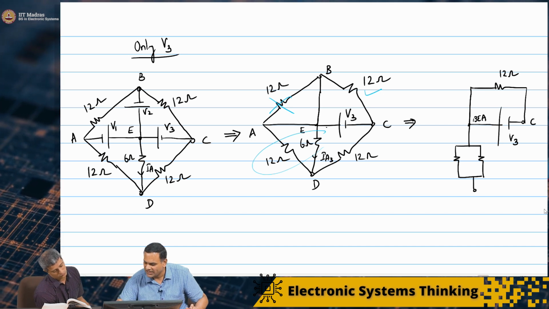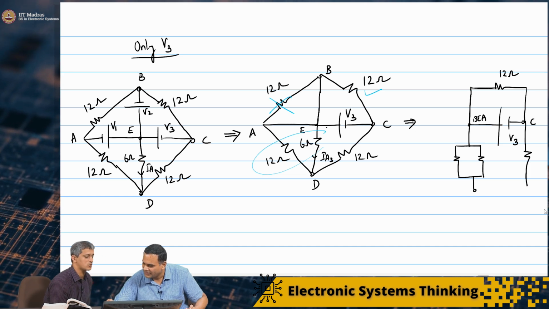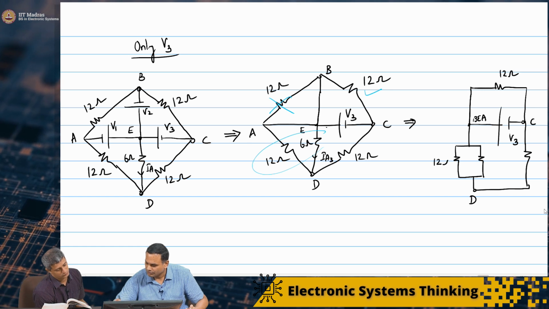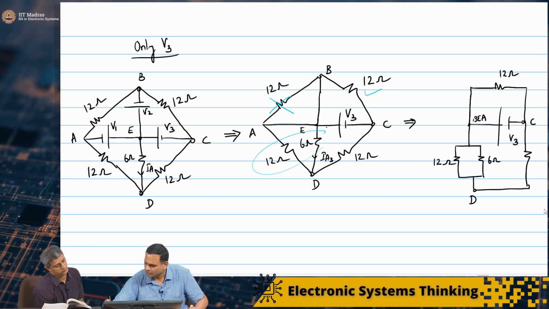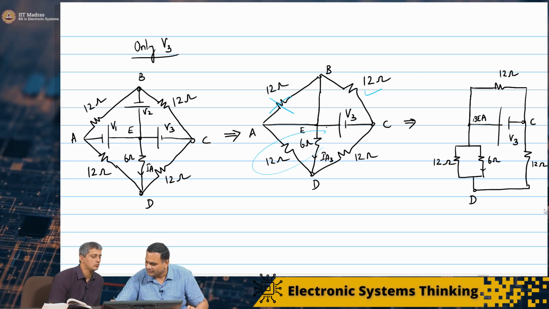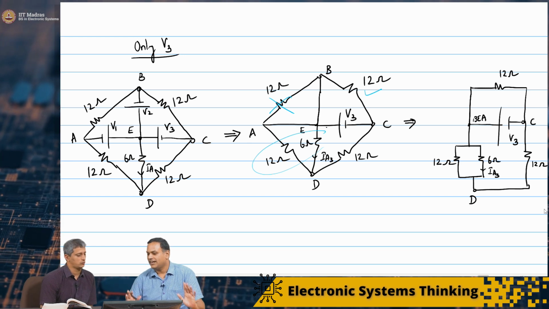So this goes to D, and I have this arm. I have just redrawn it quite differently from the other case. And I am interested in this current, IA3. Okay, so this is relatively easy to solve.